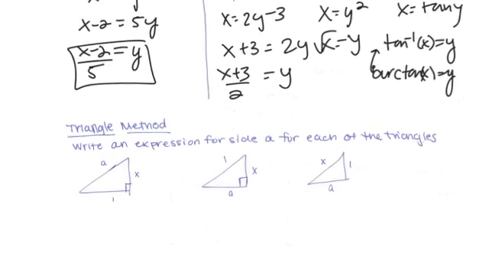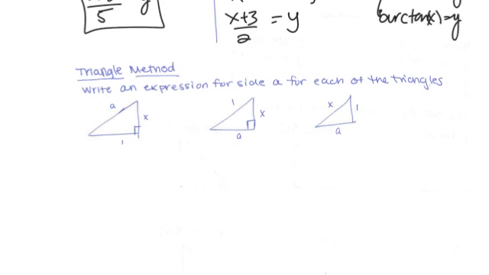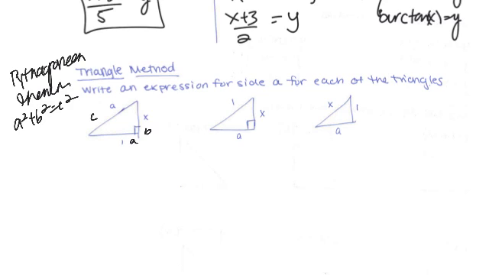All right, we're going to do a triangle method, and just so we remember how to do the Pythagorean theorem, we're going to write an expression for side a of each of these triangles. So let's also remember the Pythagorean theorem says that a squared plus b squared equals c squared. So remember, when we do Pythagorean theorem, a and b can be any of the two sides. c is always the hypotenuse.